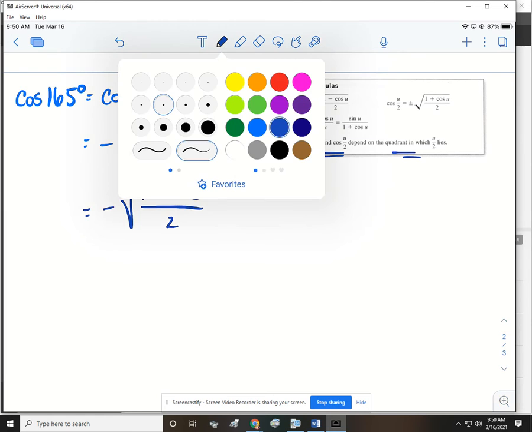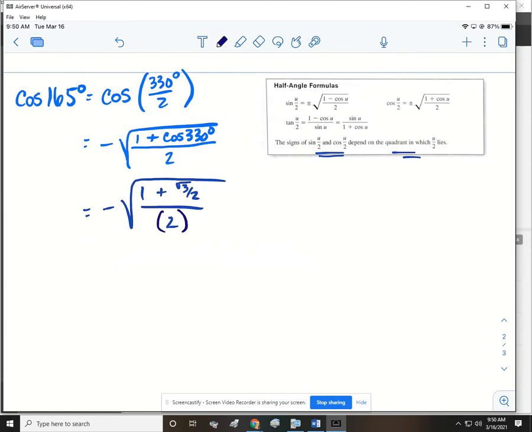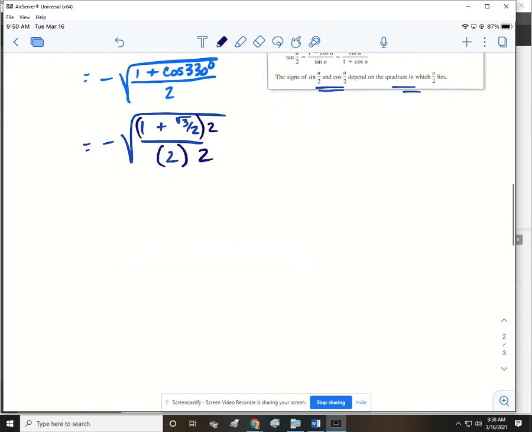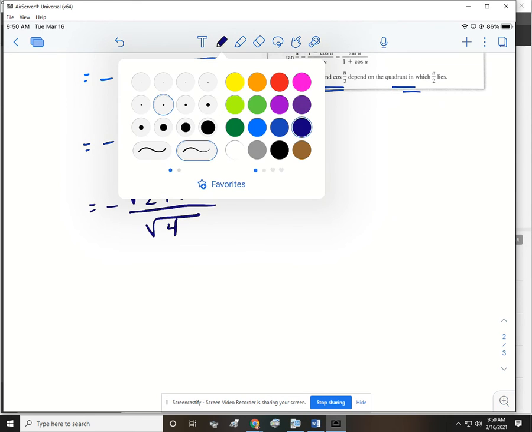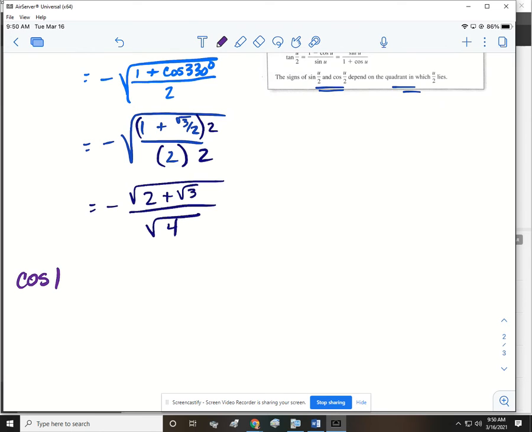And then just like before, we don't want that fraction inside of a fraction. So I'm going to multiply by 2 over 2. And then this is where I break it apart. So I'll distribute that 2 in the numerator and then multiply it in the denominator. So my final answer for the cosine of 165 degrees is the negative square root of 2 plus the square root of 3 over just regular 2.